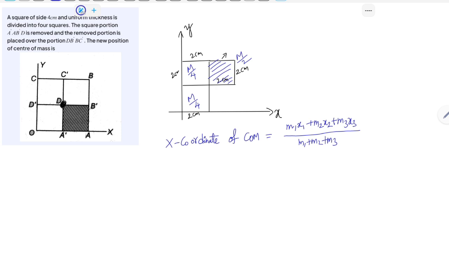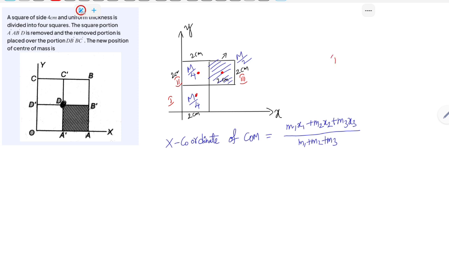Now if you see the first portion, the center of mass for the first portion will be here. Let me represent with a red. This is the center of mass of this square plate, and this is the center of mass of this square plate, and finally this is the center of mass of two plates together. So let me consider this as first part, and this is second part, and this is third part.